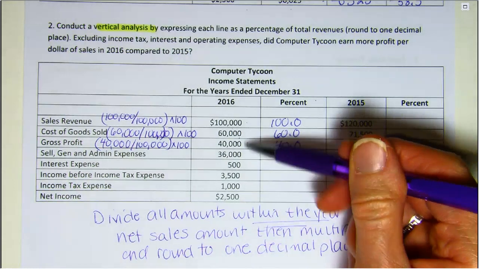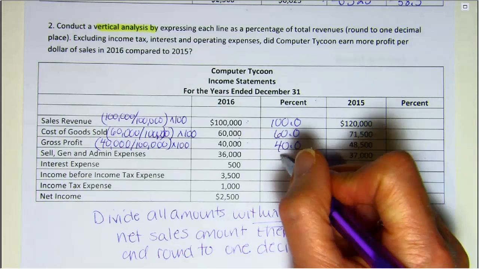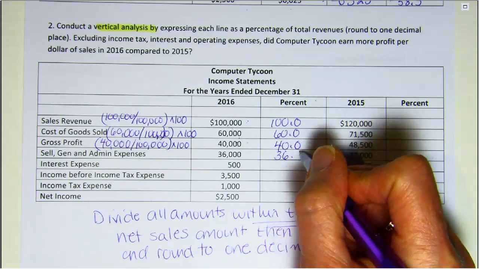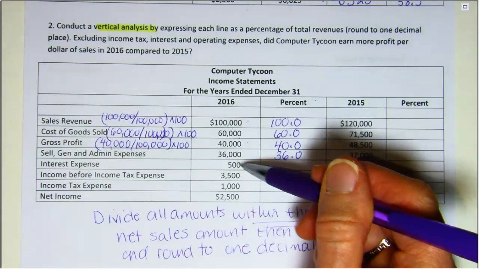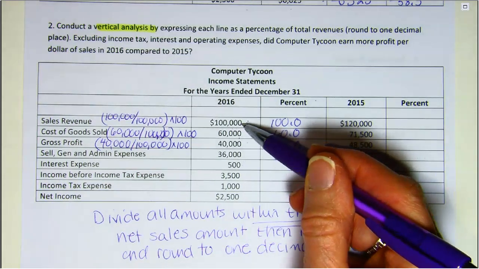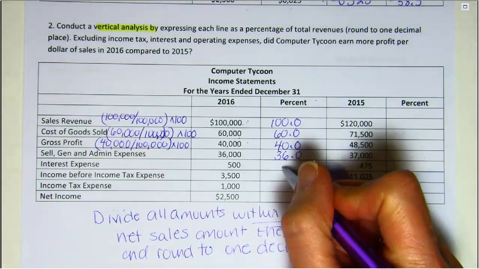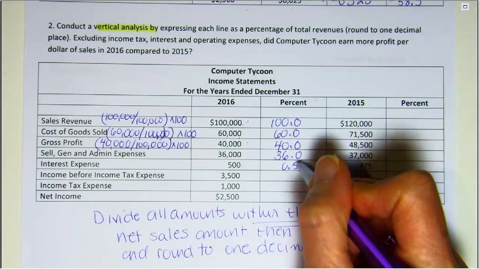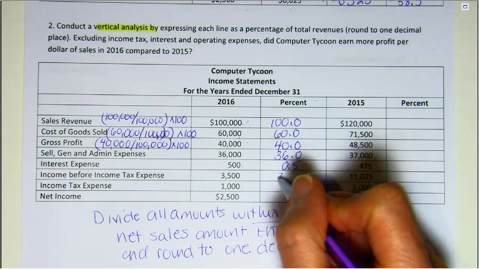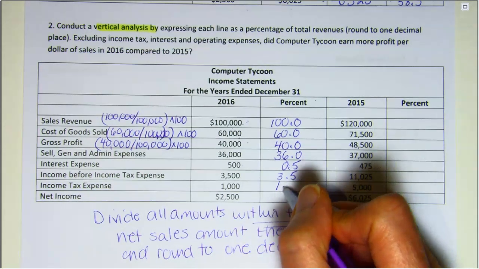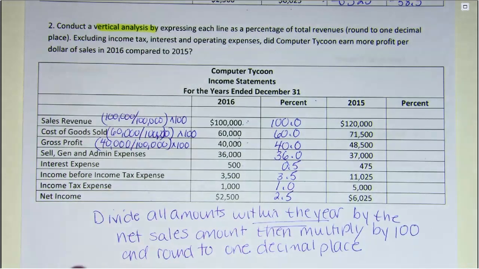Every single one of these items gets divided by the sales revenue in this case, and then multiplied by 100 and rounded to one decimal place. Interest expense of 500 divided by sales revenue of 100,000, then multiply it by 100 to change it to a percent, and round to one decimal place, 0.5%. We do that with each item. Okay, and we stay within the year.